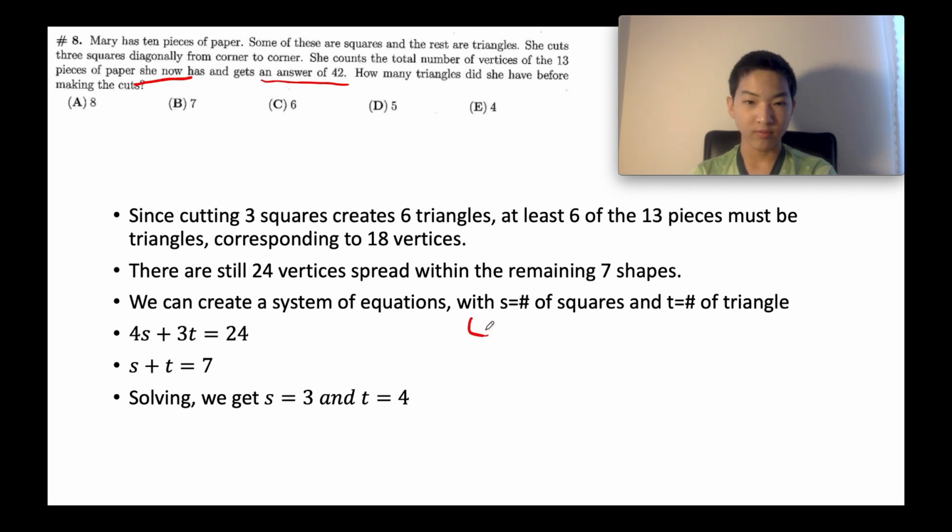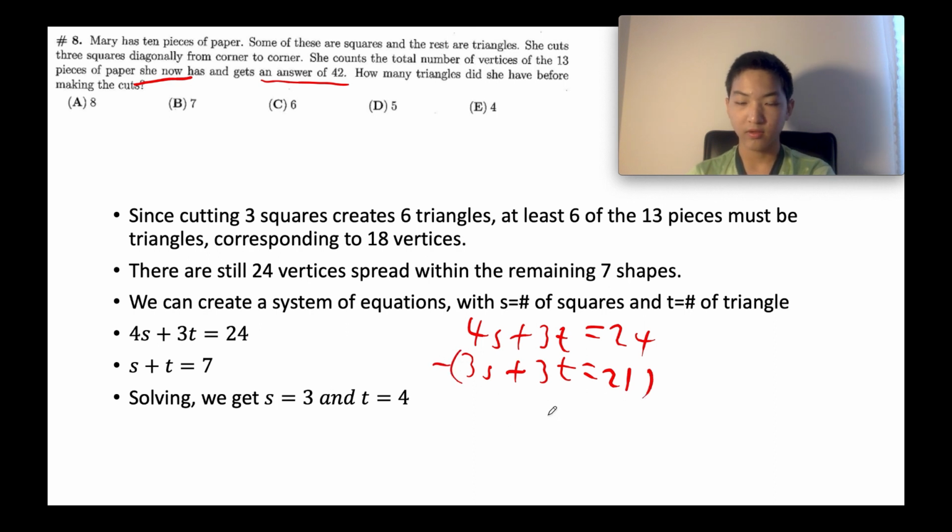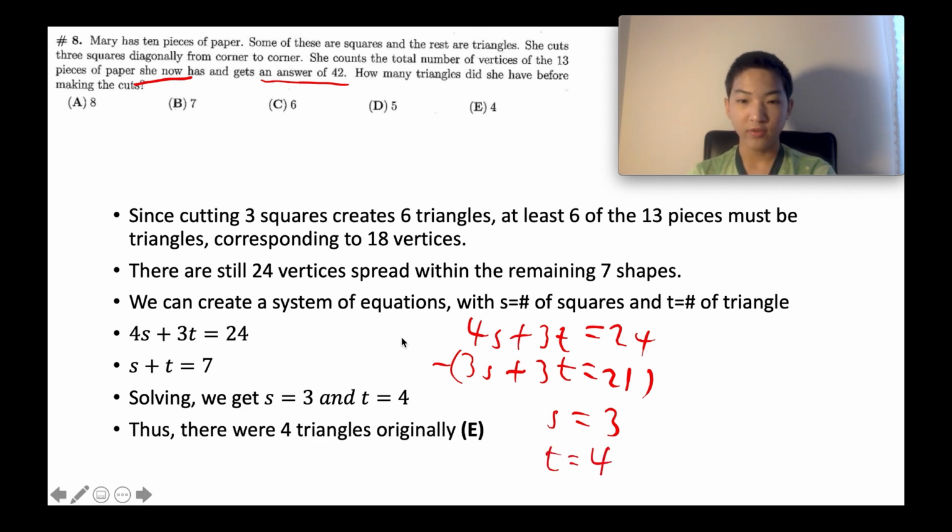And then, if we were to actually solve this system without knowing the answer, we could use elimination. We could multiply both sides of the bottom equation by 3, and then we could eliminate this. So we could get s equals 3, and then t equals 4. After we get this, we see that there were 4 triangles originally, and the answer is 4.